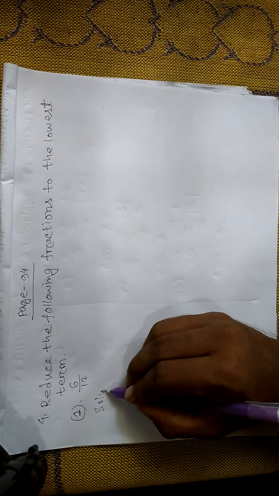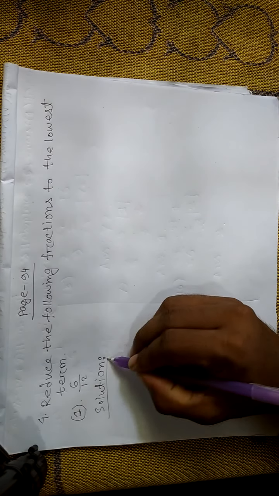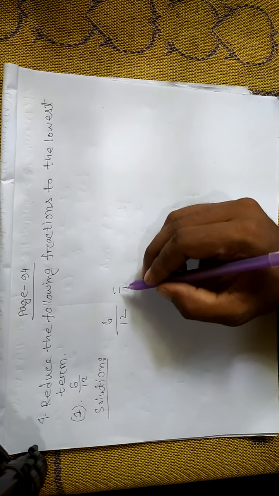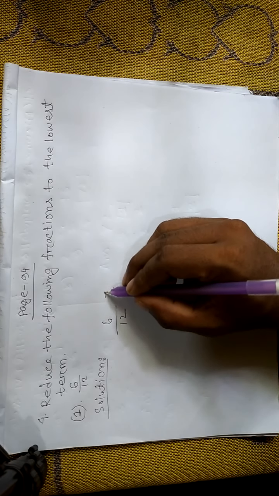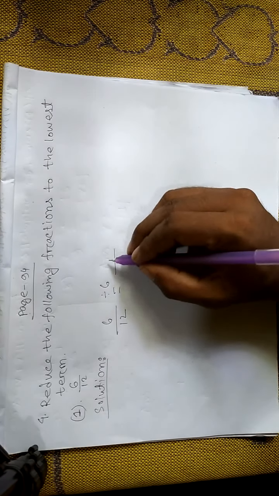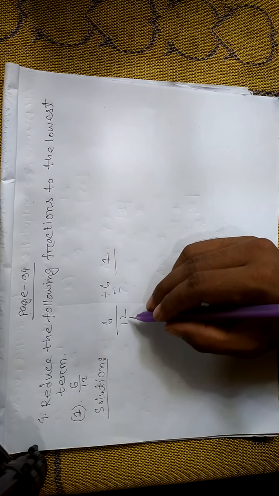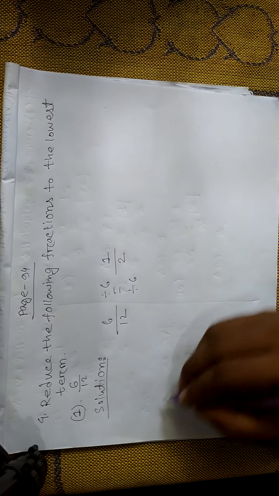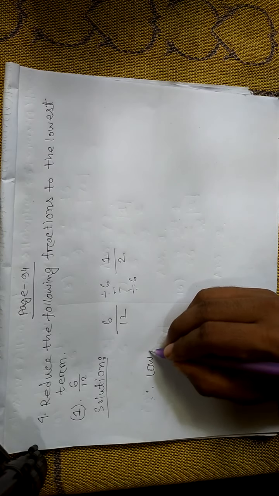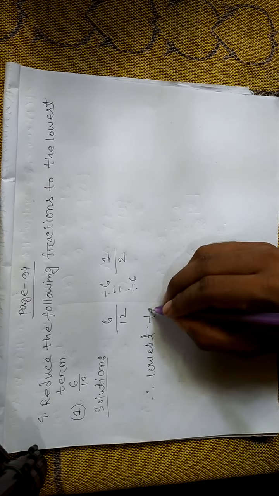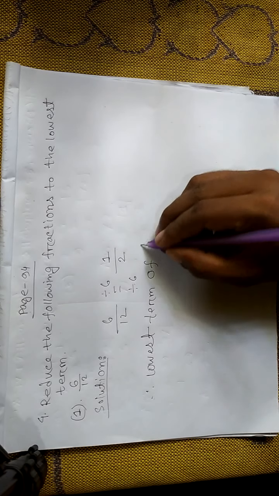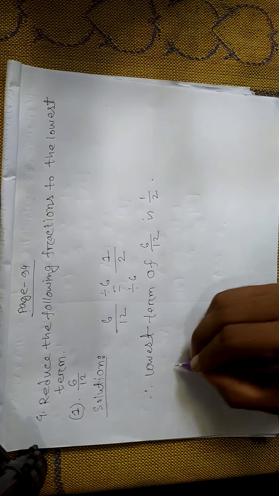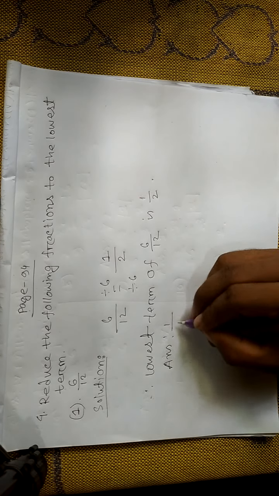So, solution. 6 divided by 6 equals 1. 12 divided by 6 equals 2. Therefore, the lowest term of 6 by 12 is 1 by 2. So answer 1 by 2.